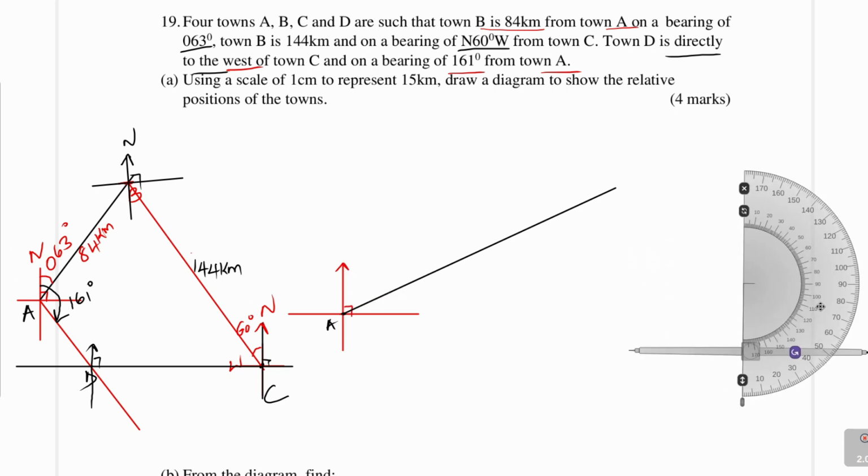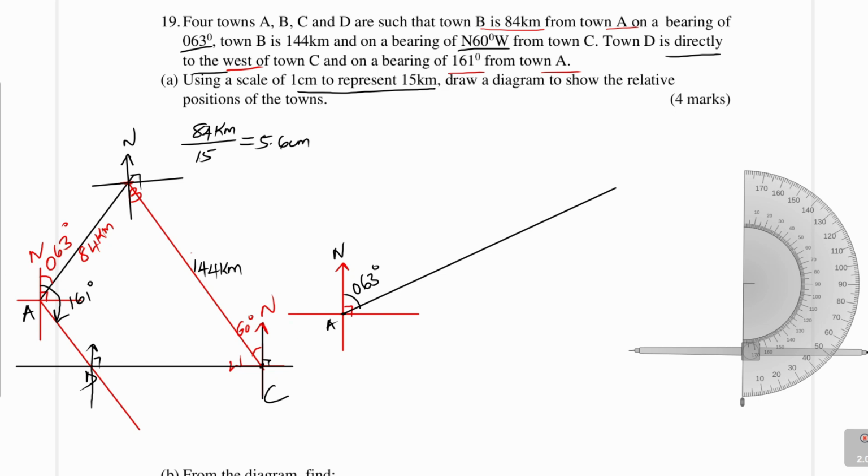So after doing that, you can indicate this angle is 63 degrees. That is the north. Then that distance should be 84 kilometers. Remember the scale. The scale is 1 centimeter to represent 15 kilometers. So for 84 kilometers, how many centimeters are we going to measure there? You divide by 15, so 84 divided by 15 will be 5.6 centimeters. So we measure 5.6.